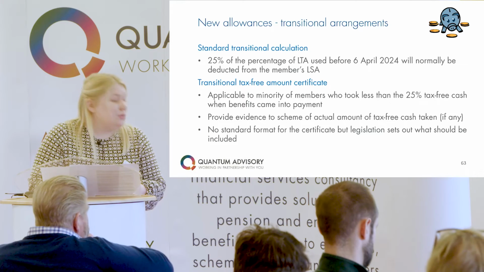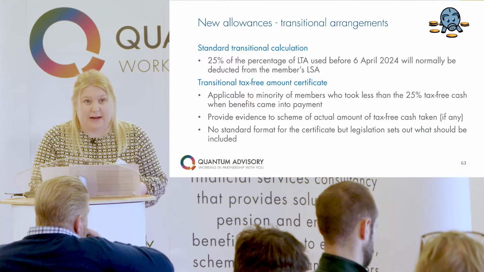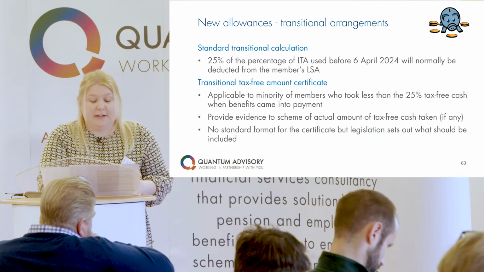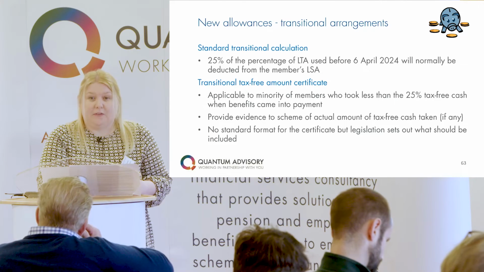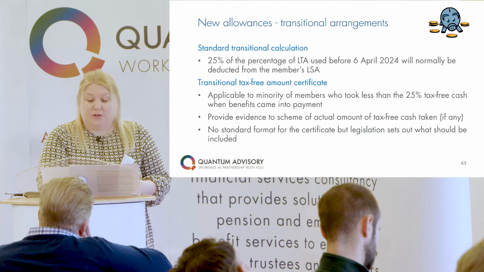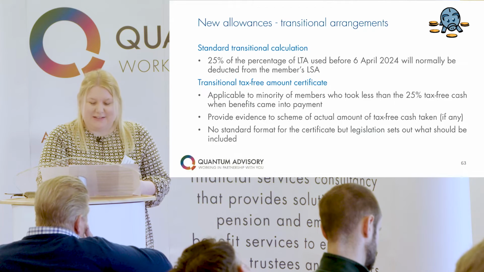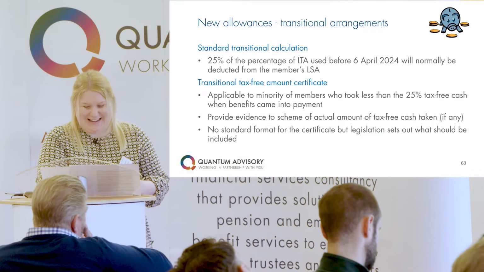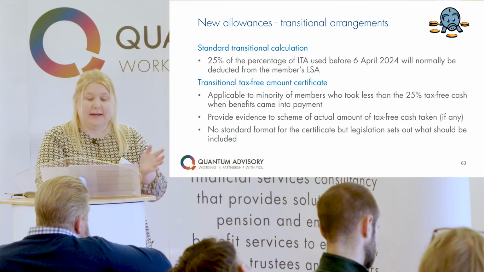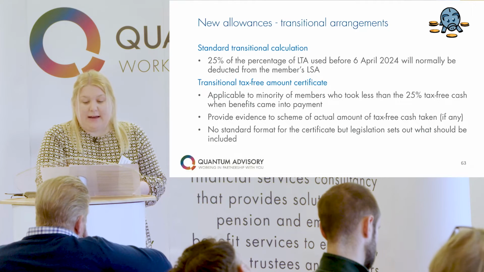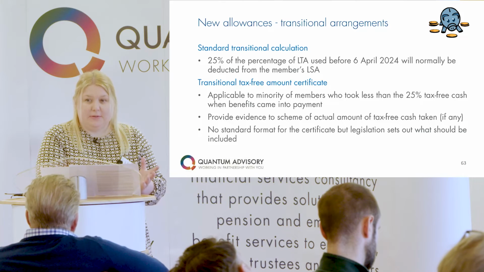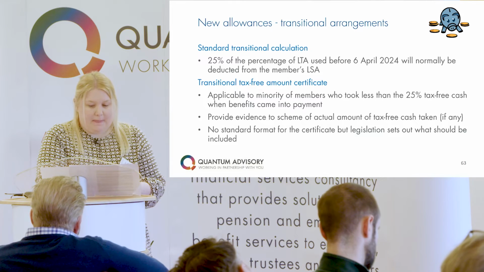Now, for members who didn't take that 25% tax-free lump sum in benefits taken before 6th of April, there is an additional option for those individuals to provide evidence to schemes that they have taken less than that in order to receive a transitional tax-free amount certificate. They really don't name them easily. And if the scheme is satisfied that the evidence is sufficient to show that they have taken less, then they can reflect the amount of their remaining allowance, and they're granted that certificate with the lump sum allowance calculated accordingly.